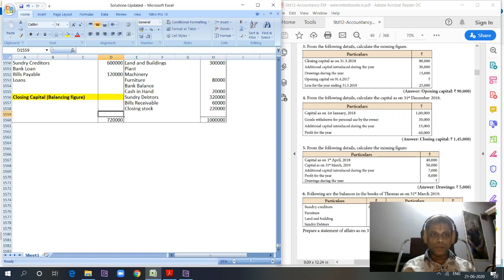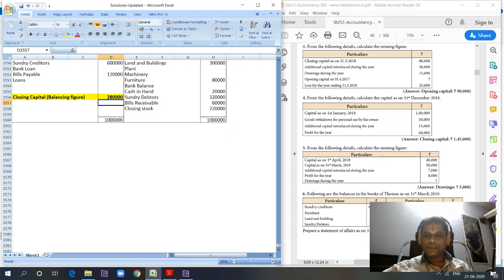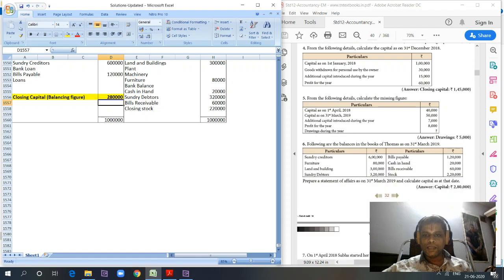So we are done with everything. Now we have to calculate the closing capital, which is equal to assets minus liabilities. That is equal to 10 lakhs minus 7 lakh 20,000. So 2 lakh 80,000 is the closing capital, which is the same figure. Right? Let's get into the next one.